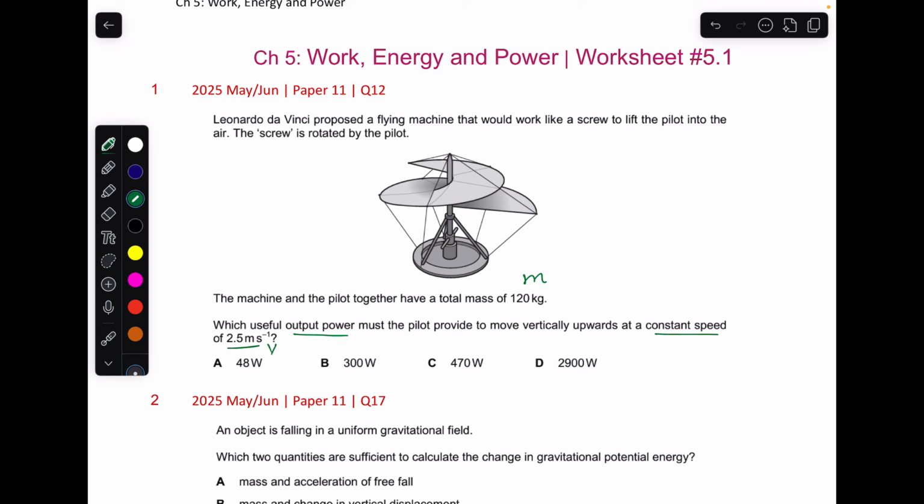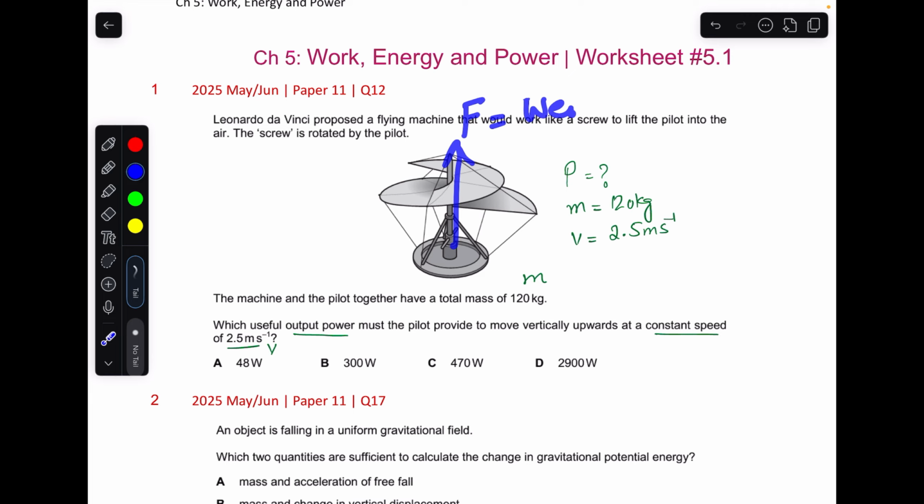Okay, so you have to find power. You are given the mass and you are given the speed, 2.5 meters per second. If you have to move this machine vertically upward, the force you have to apply will be at least equal to its weight. So the force will be equal to weight, that is mg. m is given as 120, g is 9.81.